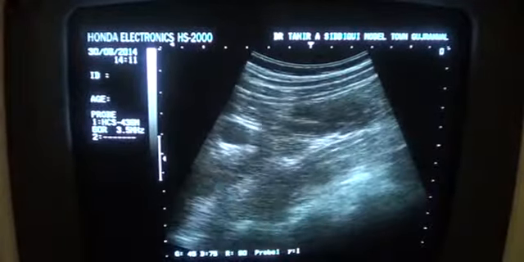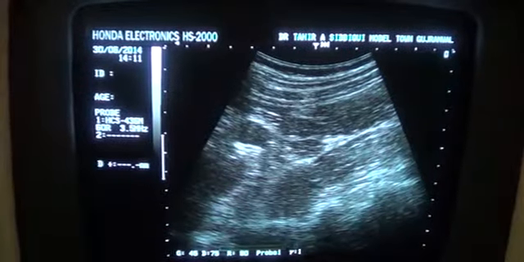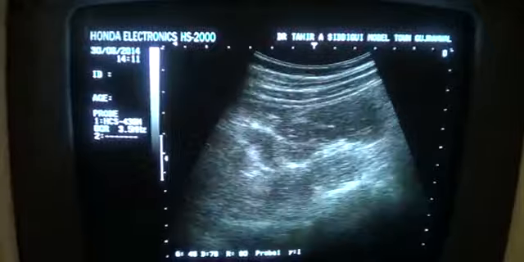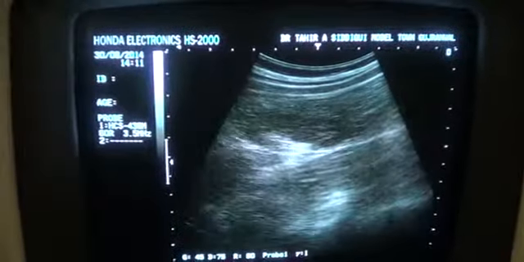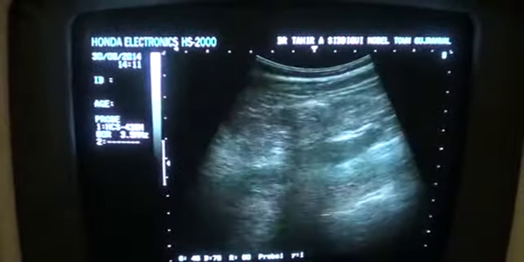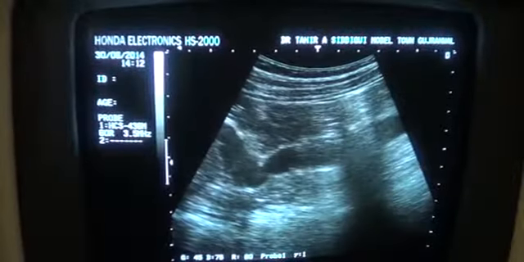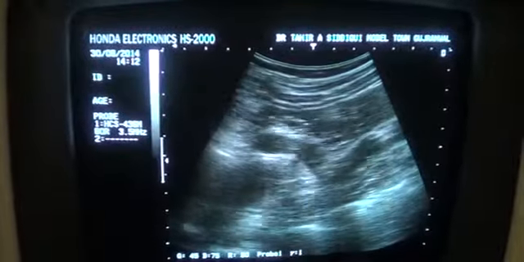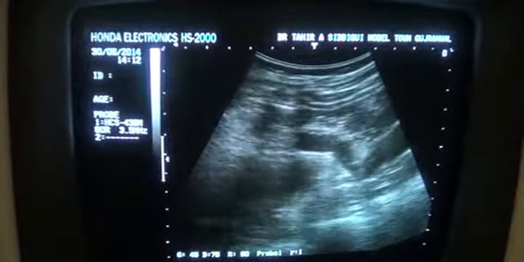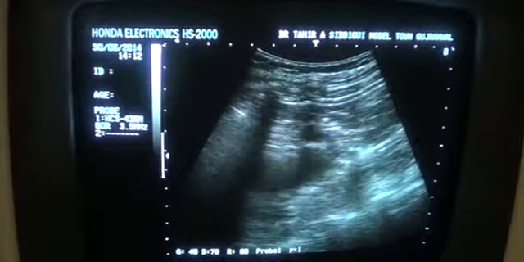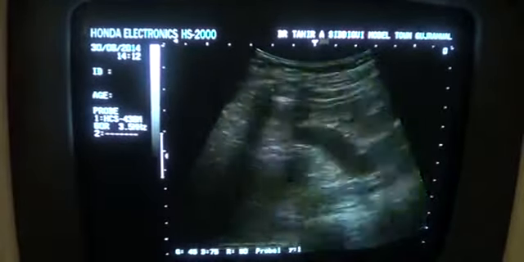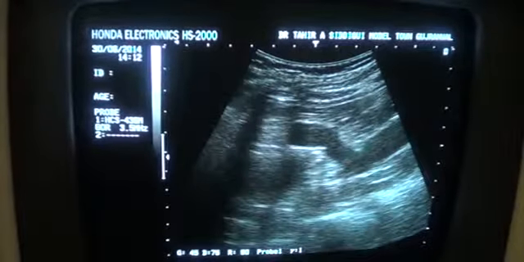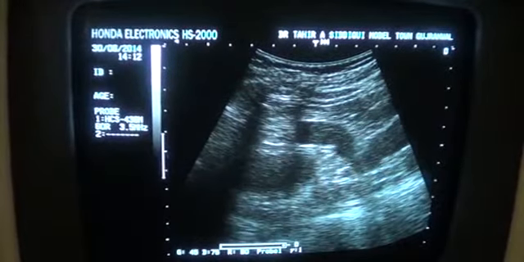Now, this is the lower pole of the left kidney. This is the iliopsoas muscle, and now this is the ureter. The whole length of the ureter is traceable. In fact, the situation is that there is a cystic area extending from just above the posterior surface of the left kidney.